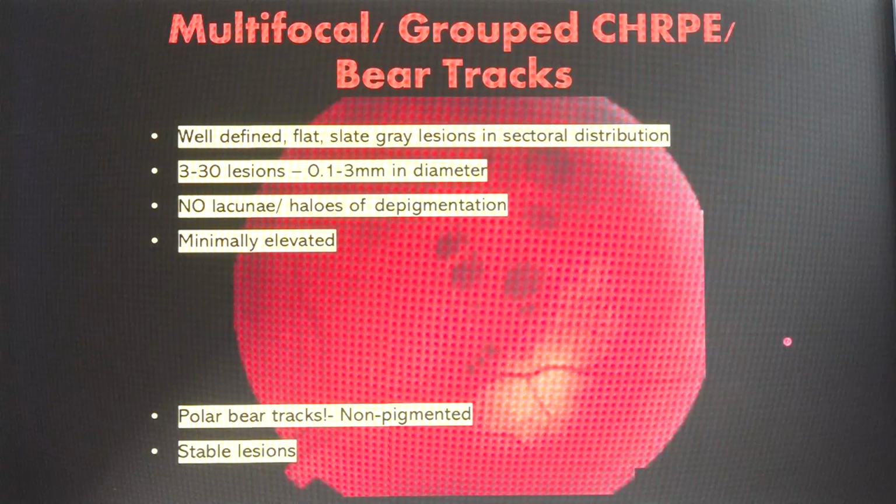The diameter can vary from 0.1 to around 3 millimeters, with the larger lesions located more peripherally and smaller lesions located more centrally. But these tend to lack the lacunae which are present in a solitary CHRPE, and can be minimally elevated. They can also be polar bear tracks, which are the non-pigmented lesions. So the entire sector can be non-pigmented. You can call them polar bear tracks, being white bears. These are essentially stable lesions.